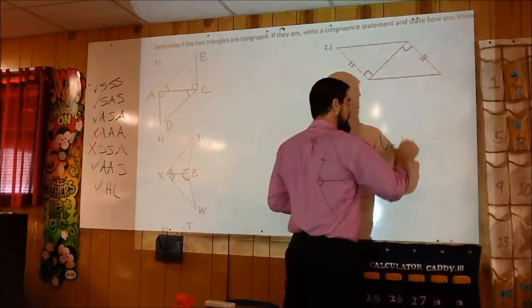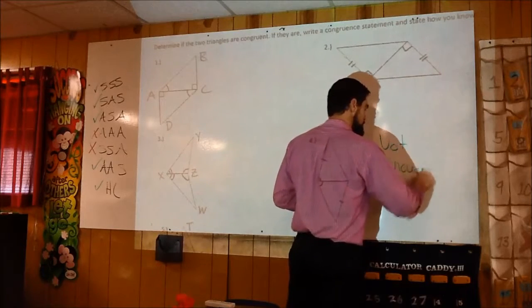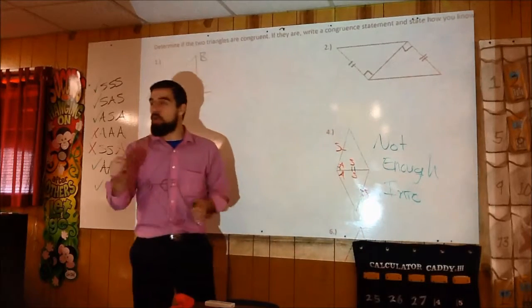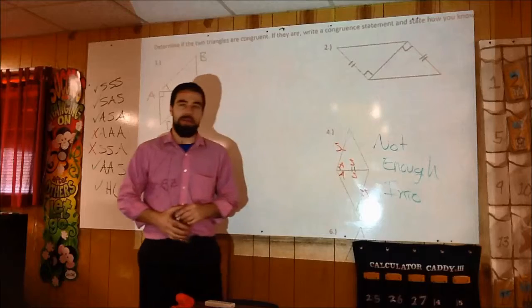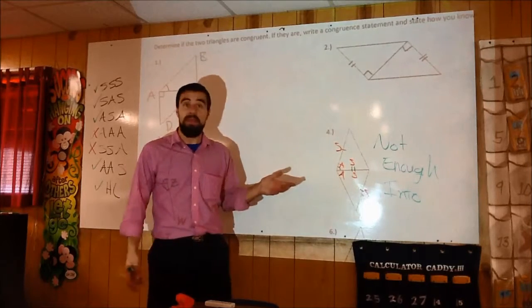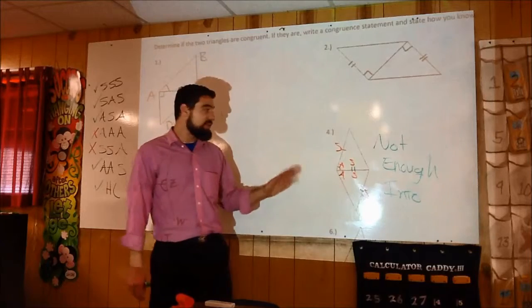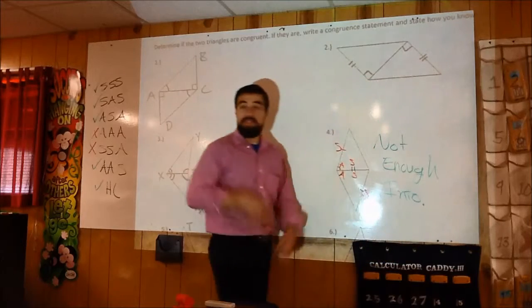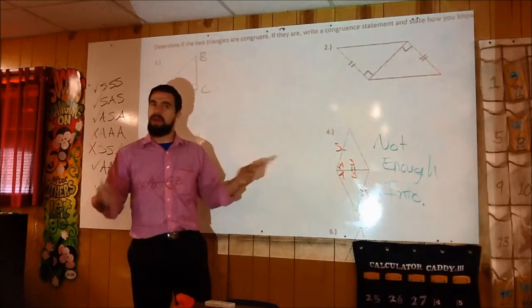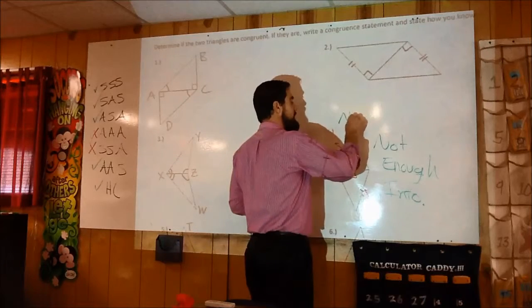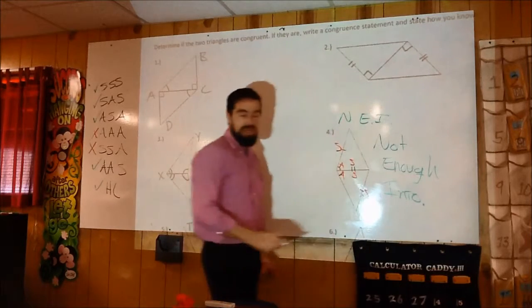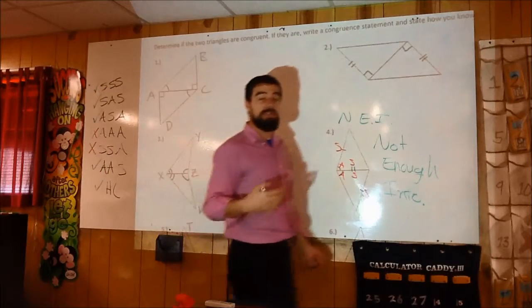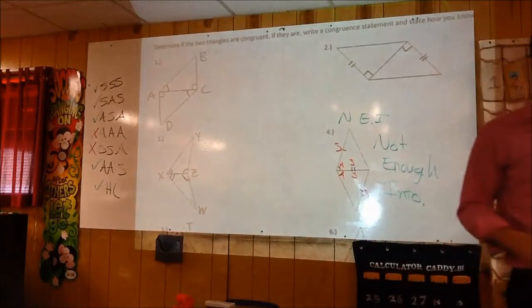So what I want you to write is not enough information. I do not want you to write, no, triangles are not congruent. Well, we don't know that. They could be. All we know is that there's simply not enough information. I abbreviated information with info. And since this section is just littered with acronyms, why not add one more, right? So not enough information, we can just write NEI, not enough information.